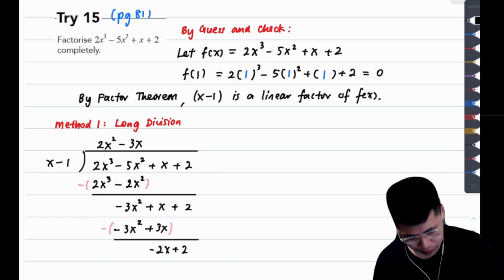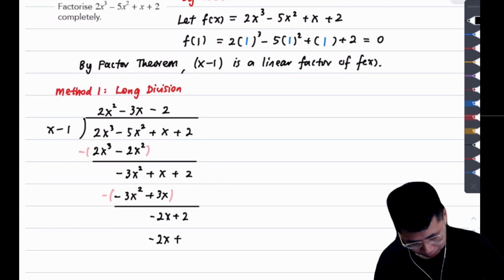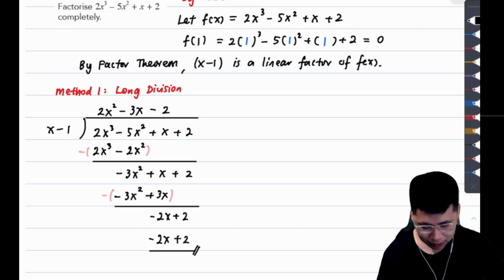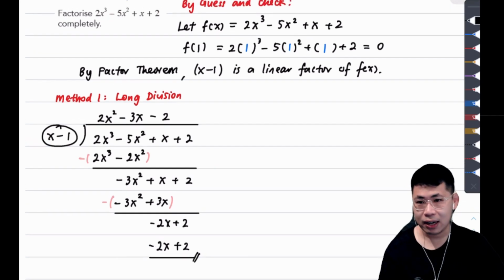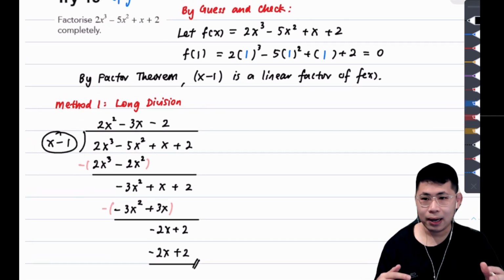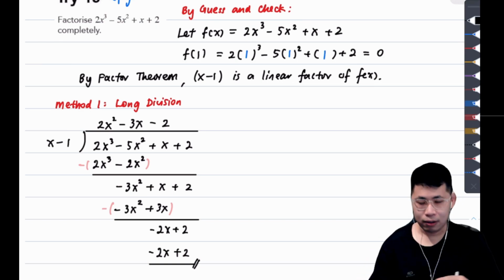Last but not least, we need to multiply by negative 2. Negative 2 times x will be negative 2x. Negative 2 times negative 1 will be a plus 2. Because x minus 1 is a factor, there should be no remainder. The remainder is going to be 0. Because it divides completely, we should expect no remainder. If we see a remainder, it means that we were careless at some point. So this is how we get our factor over here.